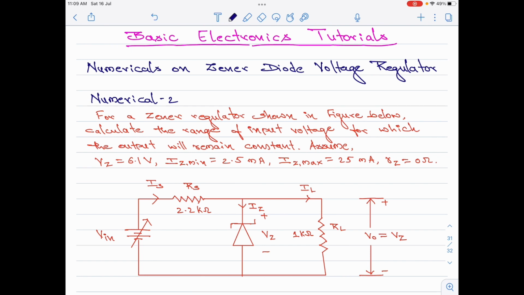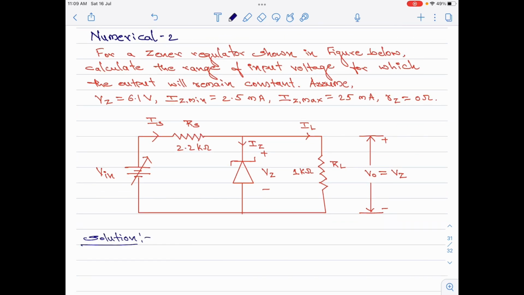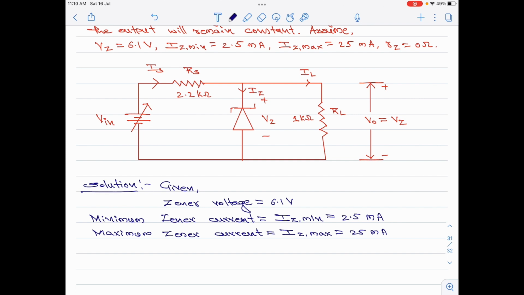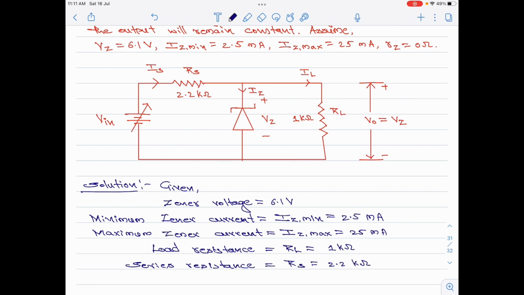Let us start with the solution part. Let us quickly write down the given values. The Zener voltage is given as 6.1 volt. The minimum Zener current is 2.5 milliamperes. The maximum Zener current is 25 milliamperes. Load resistance is given as 1 kilo ohm. The series resistance in the circuit is 2.2 kilo ohm. And the Zener diode resistance while it is conducting is 0 ohms.